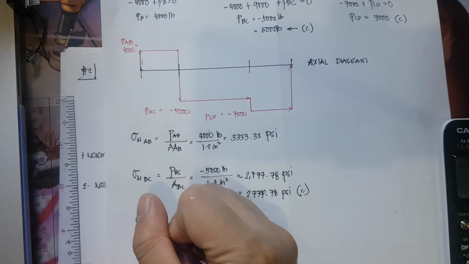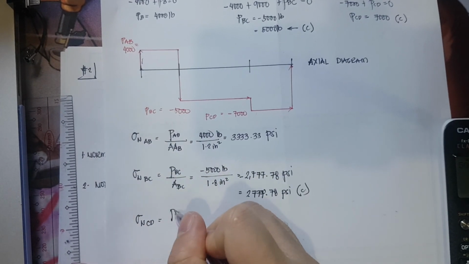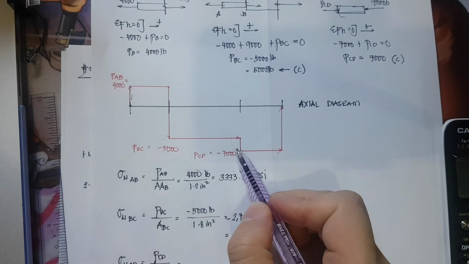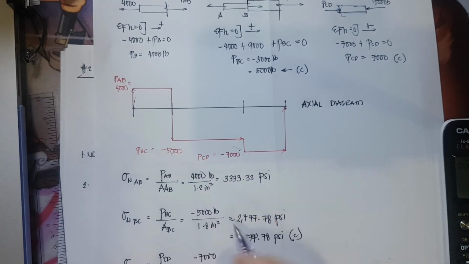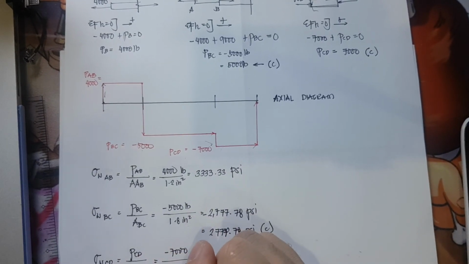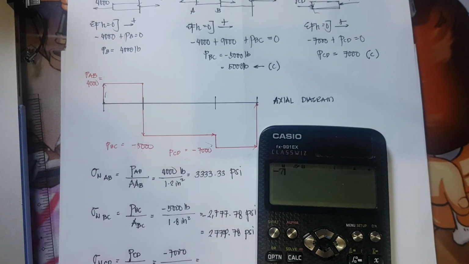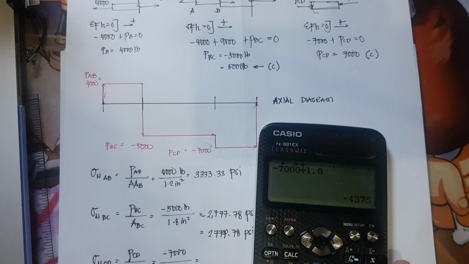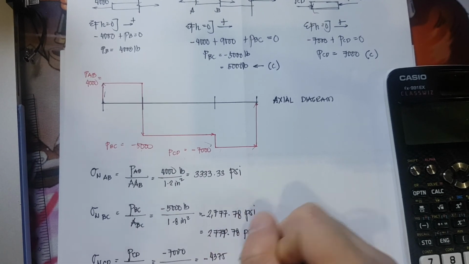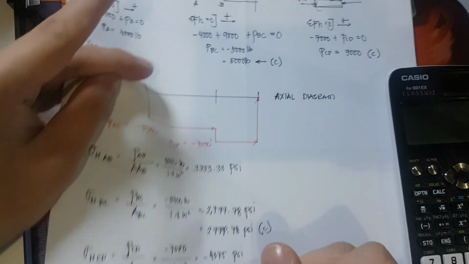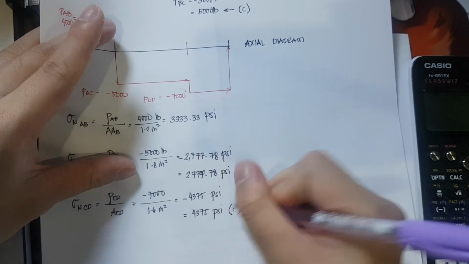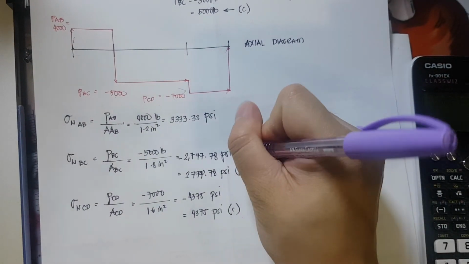Next, the normal stress along CD, and that is the PCD divided by the cross-sectional area along CD, that is negative 7,000 divided by the cross-sectional area of 1.6, which is equivalent to negative 4,375 psi, or 4,375 psi compression. This one is also in tension.